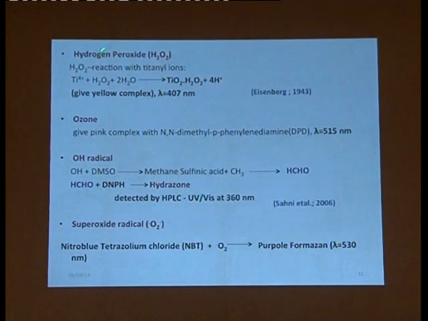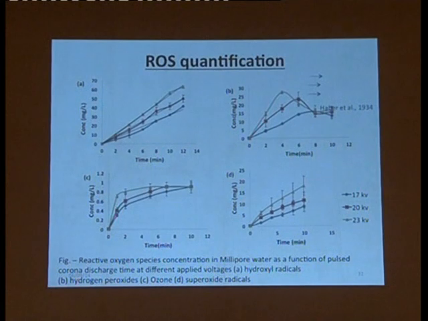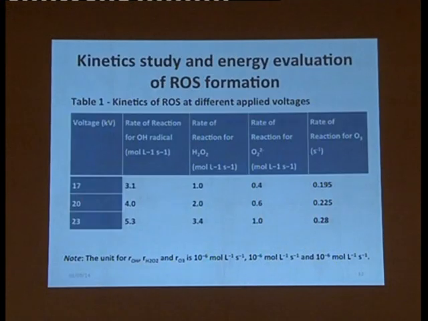These are the reactive species coming into the system, and we have quantified all the reactive species with respect to time, how it is generated in the system. So these are the quantification we have done. This is hydroxyl radicals and hydrogen peroxide. After some time the hydrogen peroxide is getting dissociated, then ozone and superoxide radicals. So this is generating all these high power oxidative species.